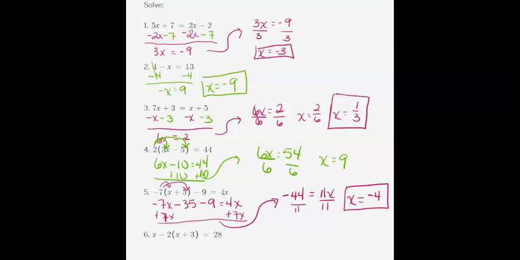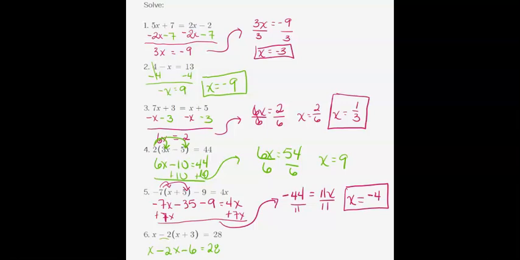Alright? Now let's do the next one. I'm not distributing a 2 to everything in the parentheses on number 6. I'm distributing a negative 2. So this is x, and then negative 2 times x is negative 2x. Negative 2 times 3 is negative 6 equals 28.